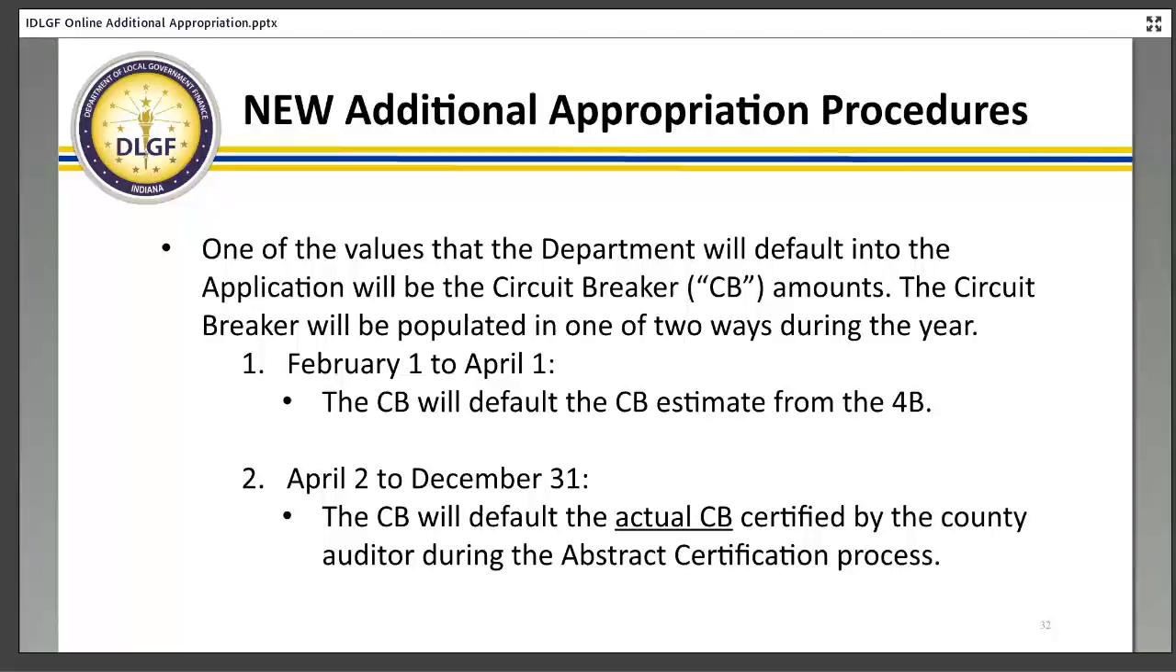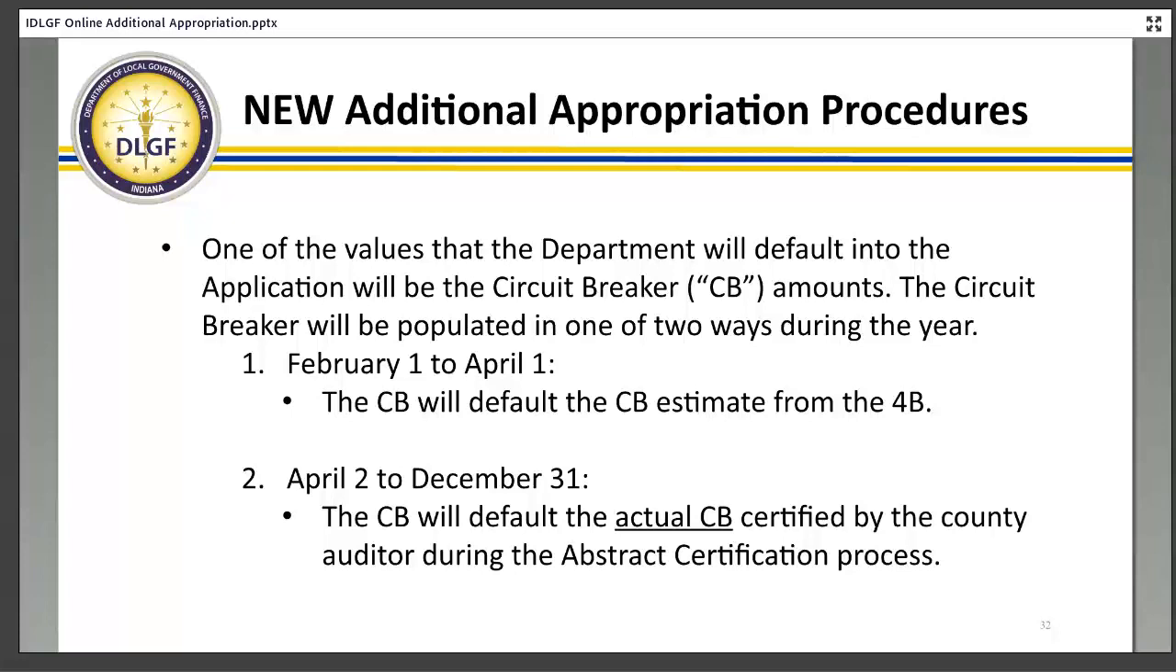The reason why we need to factor that in is that one of the things the department is considering during its additional appropriation approval is the amount of property tax pledged to the fund. If there is a portion of that levy that is not going to be collected, we want to make sure that we don't approve more spending than is justified by the revenue. And so on the certified copy, there is a standalone line where the circuit breakers are reported.